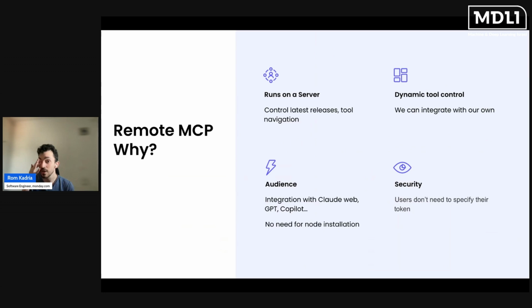So to summarize, why do we want to have a remote MCP? We want control of the latest code, or every code that the user runs. We want dynamic tool control and more governance. We want to give it to a broader audience, not only to developers, and also we want to have more apps that will be able to be hosted on top of it. And we want to be more secure.